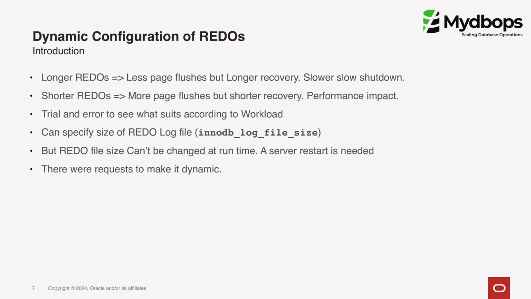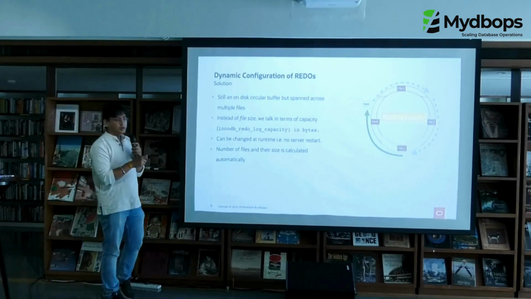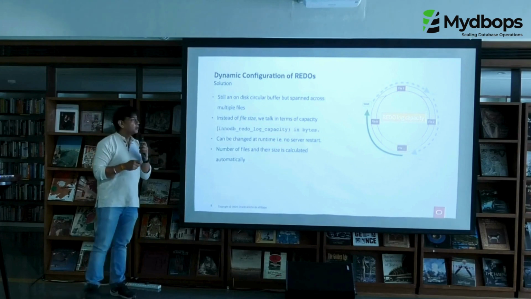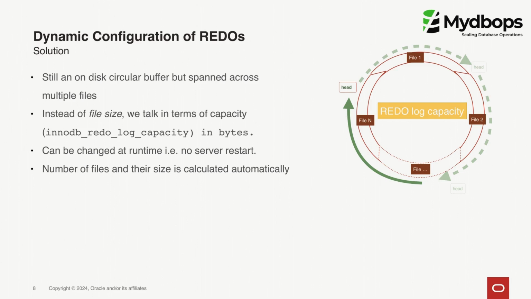So there were requests from the customers and the community: is it possible to make this configuration dynamic? So that's what we did. Even now, redo log is a circular buffer on disk, but now instead of redo log file size, we talk about redo log capacity. So we say what should be the capacity of your redo log, let's say 100 MB or 1 GB, so that you can set.